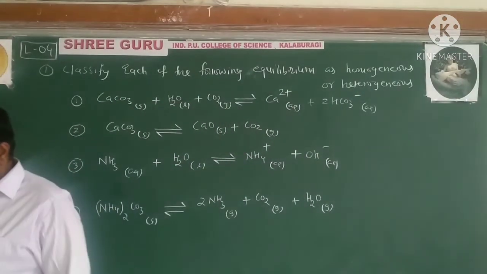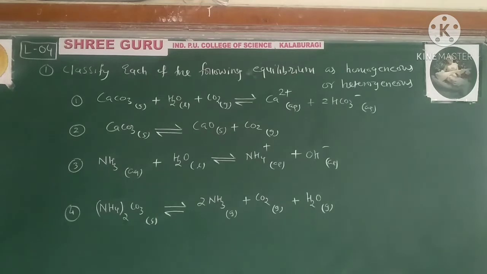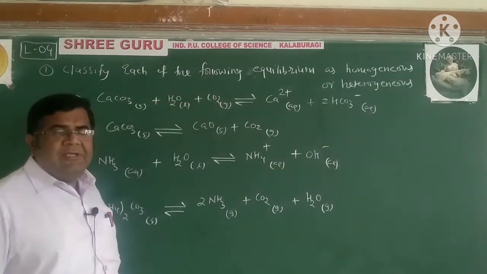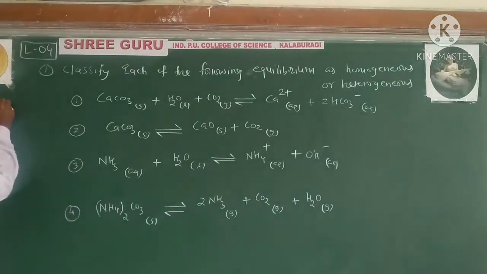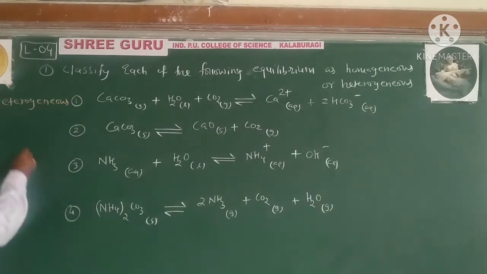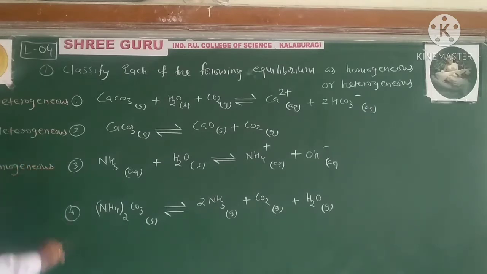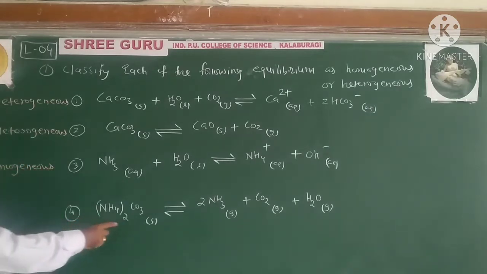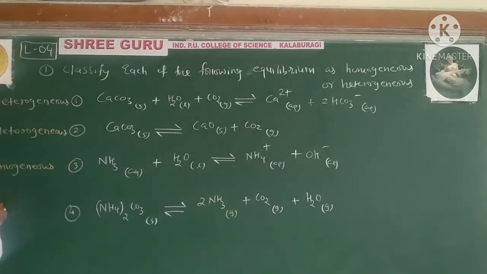Now it is easy to classify this equilibrium. Solid, liquid, gas, definitely three different phases are present here. So it is heterogeneous. Solid, solid, gas is again two phases are present. So heterogeneous. Aqueous, liquid means all are in liquid, so it is homogeneous. Solid and gas, they are different phases. So our answer should be heterogeneous. So very simple type of classification it is.